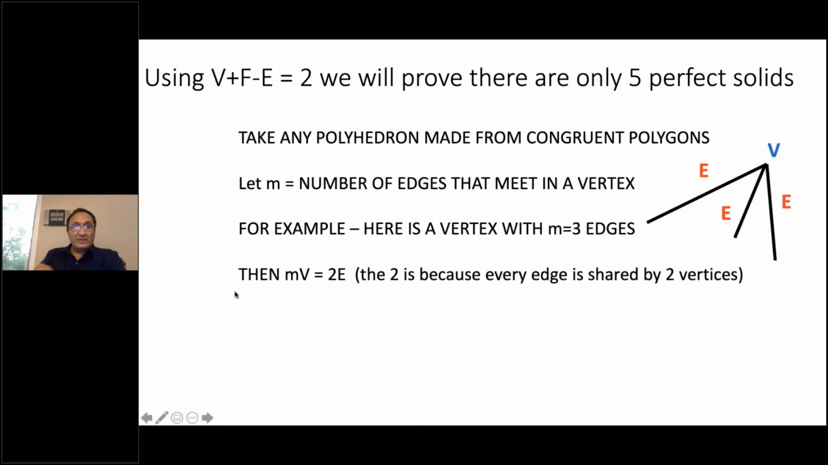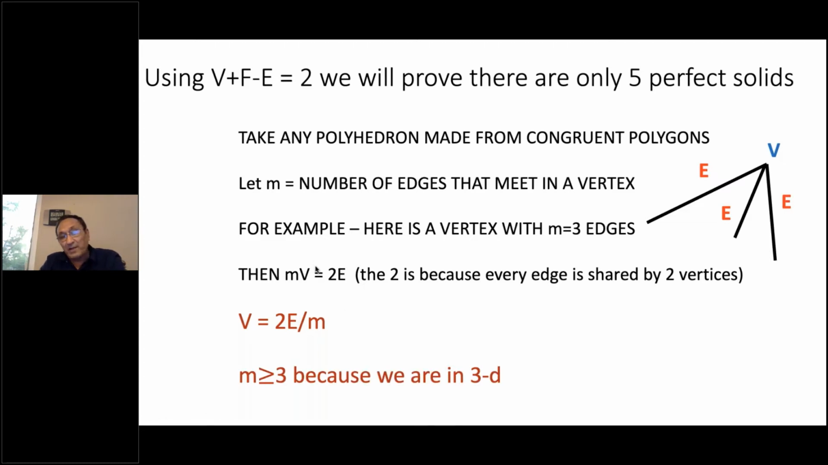Now, this is a crucial equation. If you multiply the number of vertices by m, you will get twice the number of edges. Why twice? Because every edge is shared by 2 vertices. So if you multiply m by the number of vertices, you're overcounting the edges by a factor of 2. Right? Everybody got that, hopefully? So now we can write v as 2e over m. And obviously m must be bigger than or equal to 3 because we are in 3 dimensions. We can't have a vertex in 3 dimensions with only 2 edges coming out of it, because then we would not be in 3D.